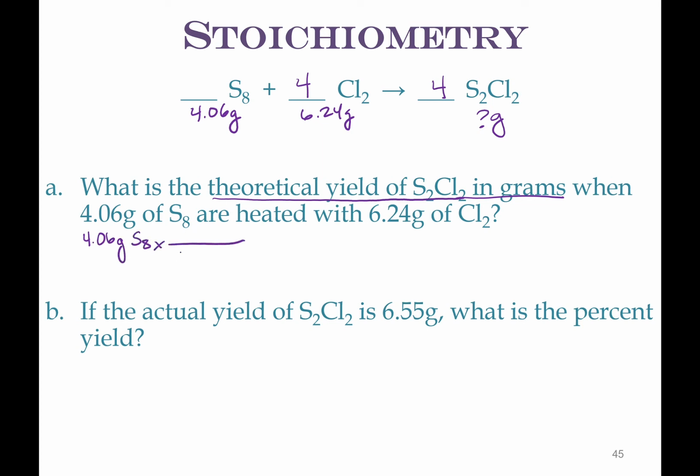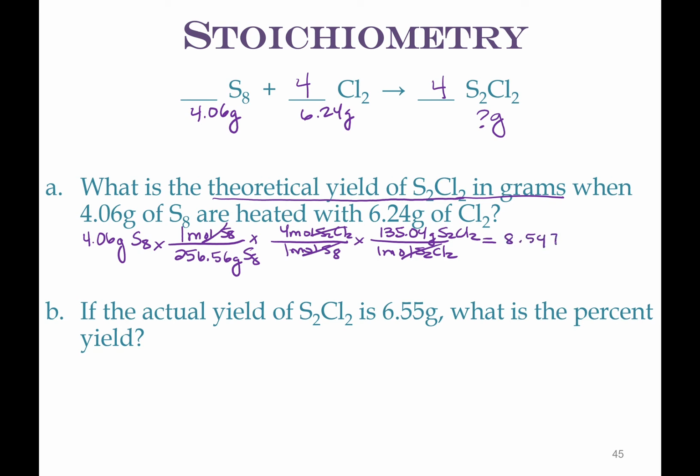S8 has a mass of 256.56 grams of S8 for 1 mole. 1 mole of S8 yields 4 moles of S2Cl2, and 1 mole of S2Cl2 has a mass of 135.04 grams. Notice I am not rounding off these molar masses, and you should not as well. That gives 8.54790146 grams.